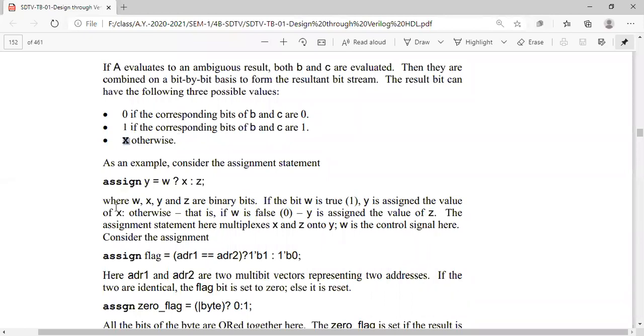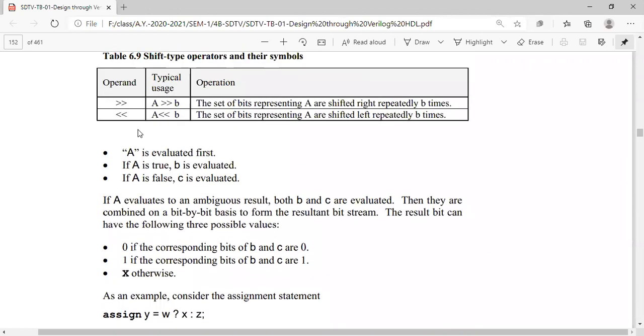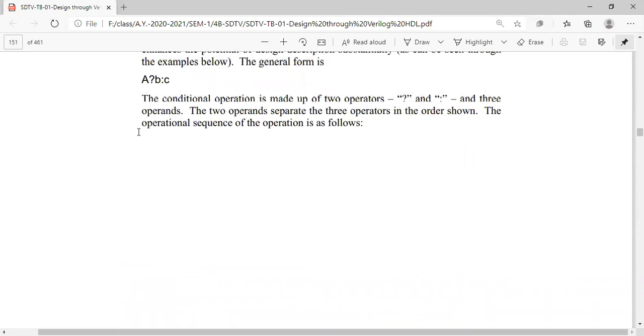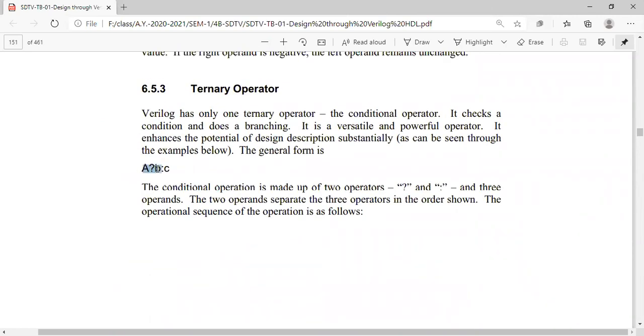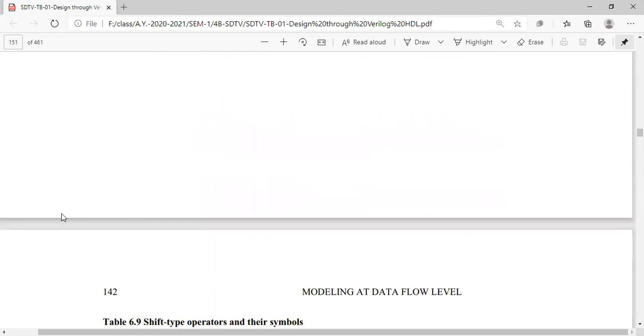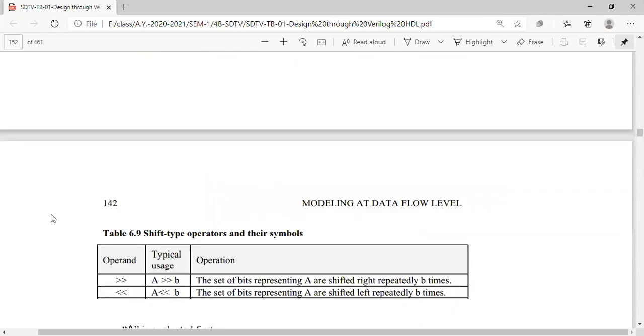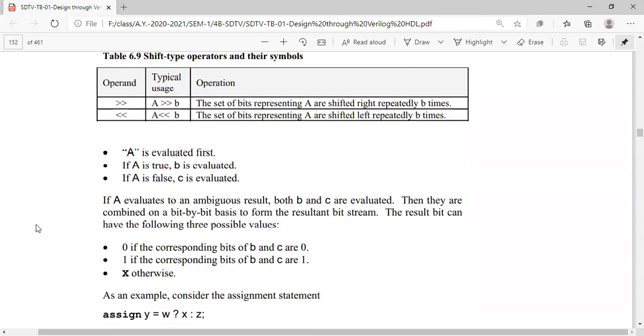Okay. Do you understand now? So we have a condition like this, and if A is evaluated as true, then B will be executed. If A is evaluated as false, then C will be executed. When we evaluate A, if we have an ambiguous result which we can't identify as either 0 or 1, that means true or false, then we have to evaluate B and C.